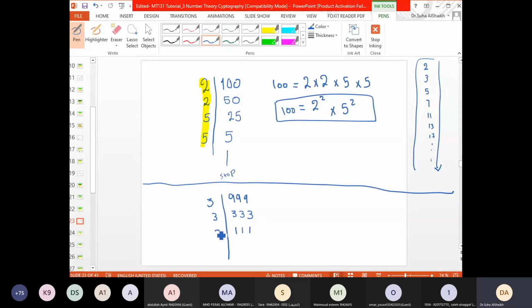Divisible by 3? It is, and the result is 37. Now 37 is a prime, so 37 and 1. We stop here. 37 is not divisible by any other numbers. It's just divisible by itself. So we take those numbers here. This gives me 999 is equal to 3 times 3 times 3 times 37, which means it is 3 to the power 3 multiplied by 37.